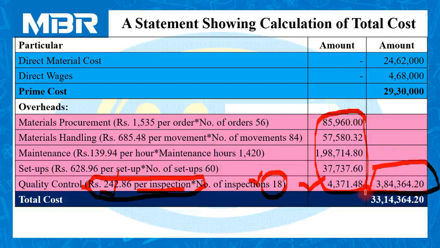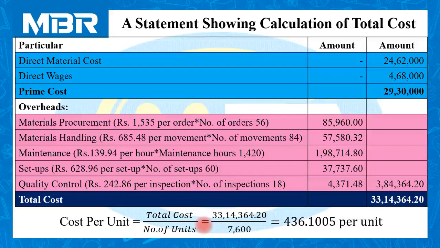So we have incurred total 5 overheads over here, and the total of all 5 overheads results in the figure of 3,84,364.2. Total cost of this project: 29 lakhs 30,000 plus 3 lakhs 84,364.2 related to overheads. So it is 33 lakhs 14,364.2. Now, as per the requirement of the question, we have to calculate cost per unit.